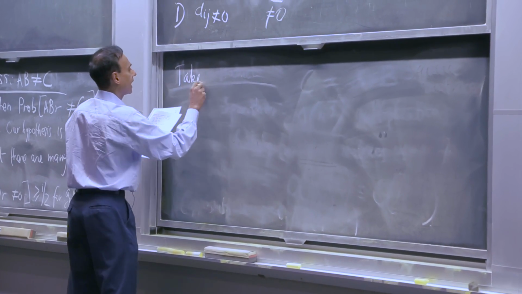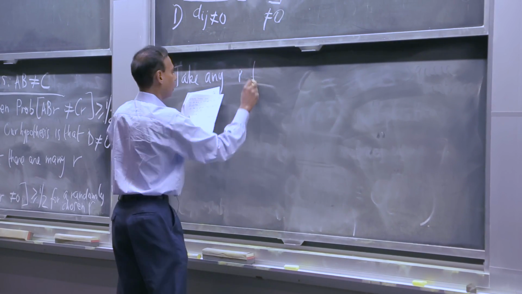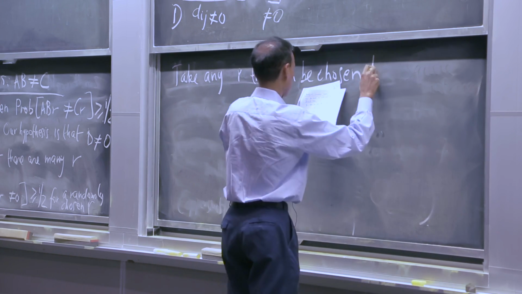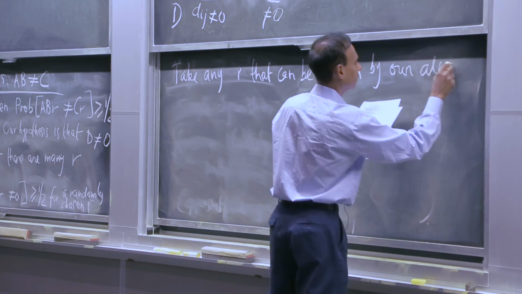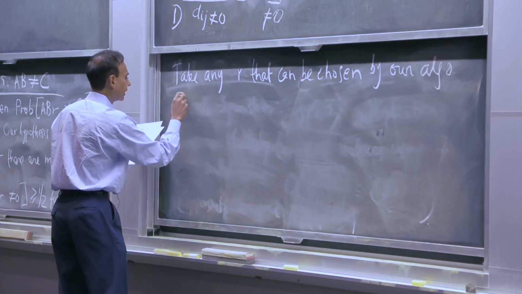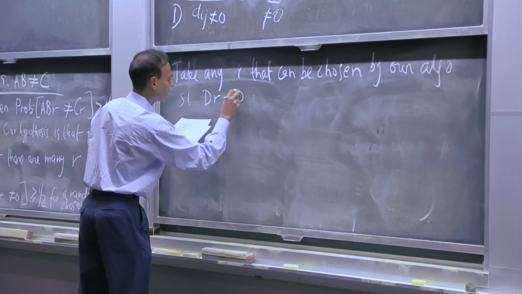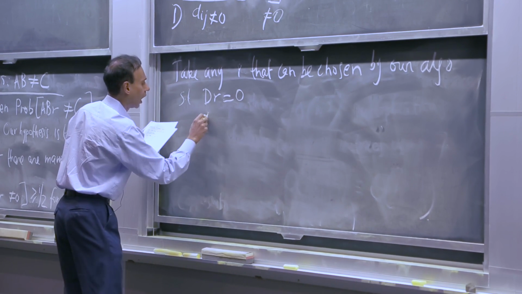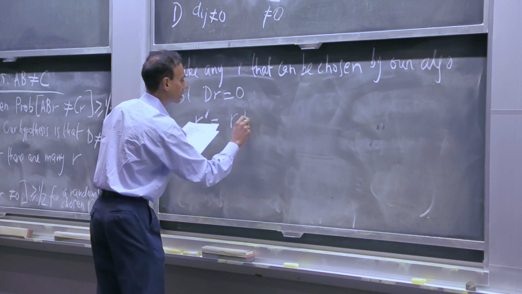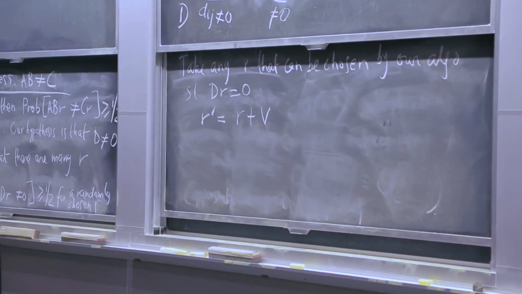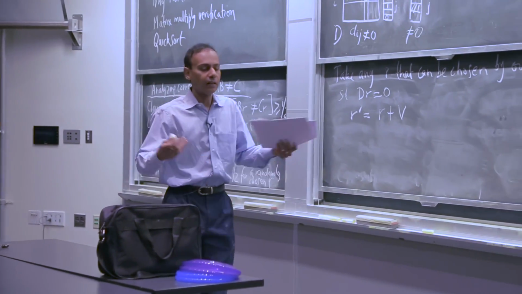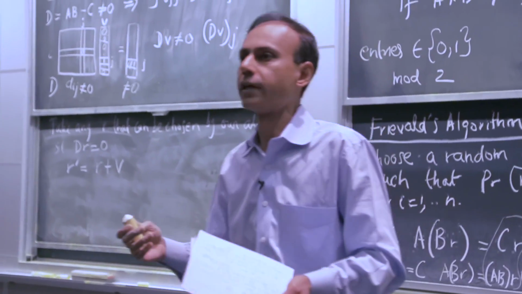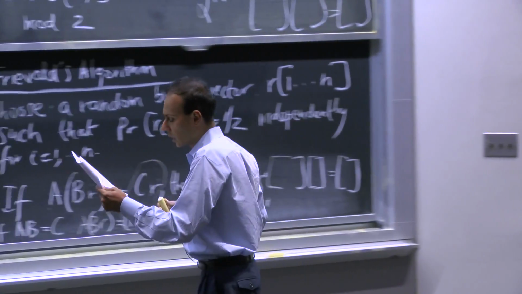So what we're going to do is take any r that can be chosen by our algorithm, and such that dr equals 0, because that's the case that we're looking at, and we're going to compute r prime, which is r plus v. Okay? And remember, this is mod 2 arithmetic. You're only going to get zeros and ones. So if you have 1 plus 1, it gives you 0. Obviously 0 plus 0 gives you 0, and the other cases are clear.